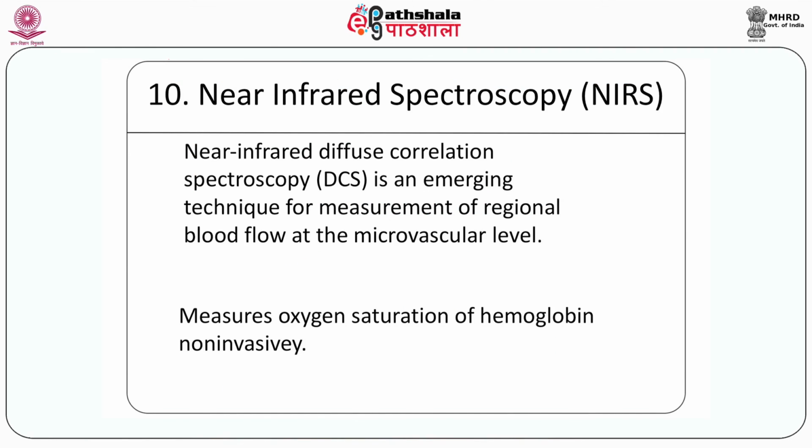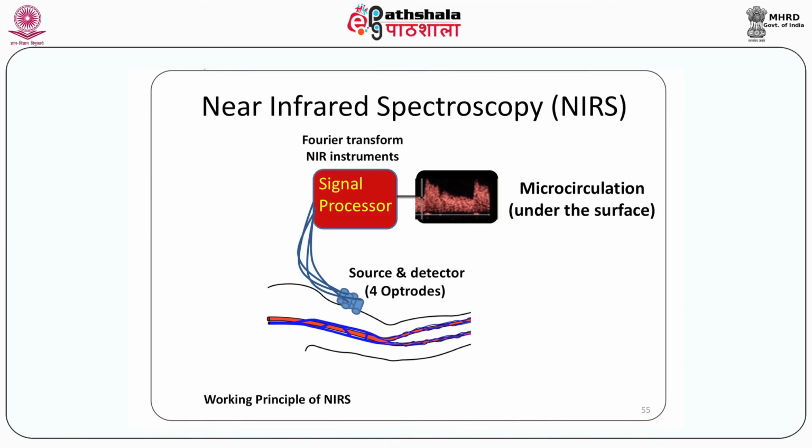Near infrared diffuse correlation spectroscopy, DCS in short, is an emerging technique for measurement of regional blood flow at the microvascular level. These measurements are useful to monitor the dynamic effects of exercise, drug treatments, environmental or physical manipulations on targeted micro-sized vascular areas. This slide shows the setup for near infrared spectroscopy. Since the returning rays are diffused and return from a local area, the technique measures microcirculation.